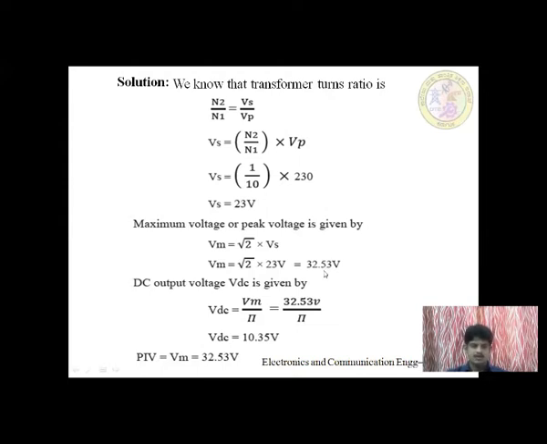Then what is one more thing asked? The peak inverse voltage. So first the DC output voltage, VDC, is given by the equation Vm by pi. Vm is 32.53 as we calculated here, divided by pi. When you simplify this, you will get 10.35 volt as the DC output voltage. Now, the question asks to calculate the PIV, peak inverse voltage. Peak inverse voltage is equal to the maximum voltage, that is 32.53, when it is connected in reverse bias condition. So this is the solution for your second problem.